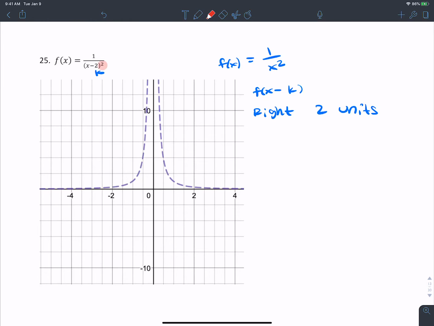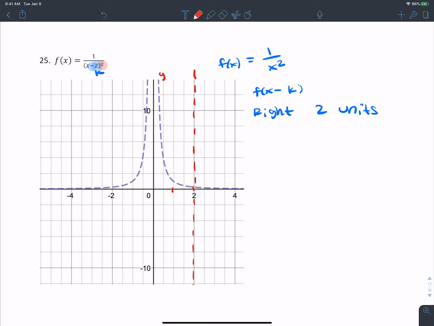So we have that minus again, 2, which means go to the right 2 units. So I recommend you move your y-axis to the right 2 units, and this is where the location would be now. So we're going to move that y-axis to the right 2 units. Here's 1, here's 2.